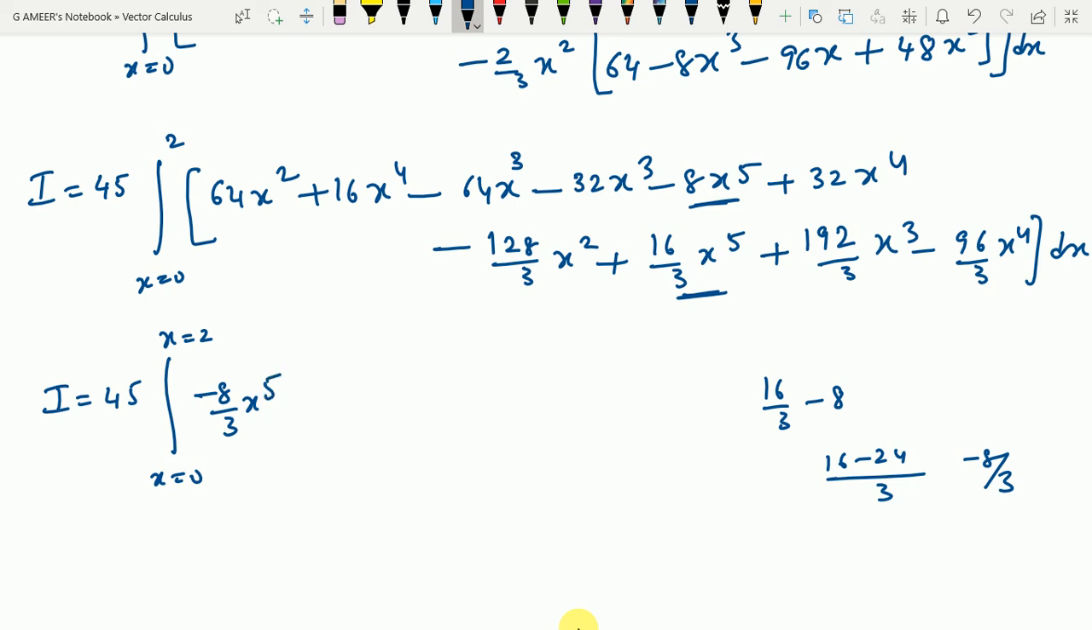Next go to x power 4. There is x power 4 here and x power 4 here: 16 plus 32 is 48 here. So 48 minus 96/3. How much does that come to? It is 144 minus 96/3. So subtract 96 from 144. Is that right?